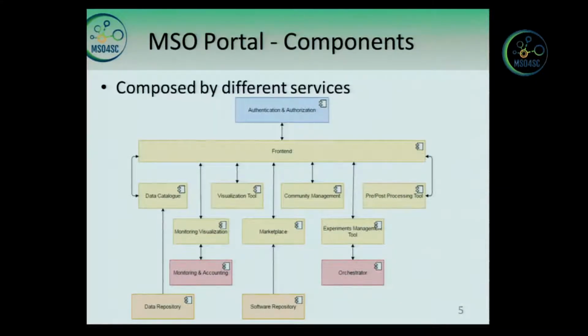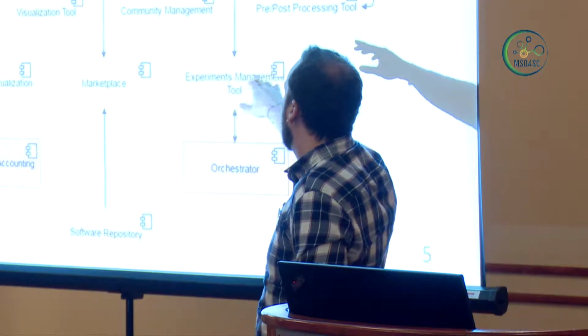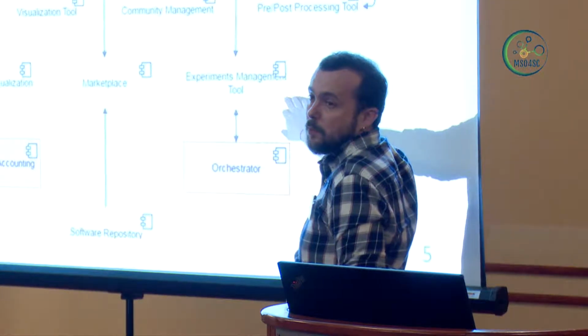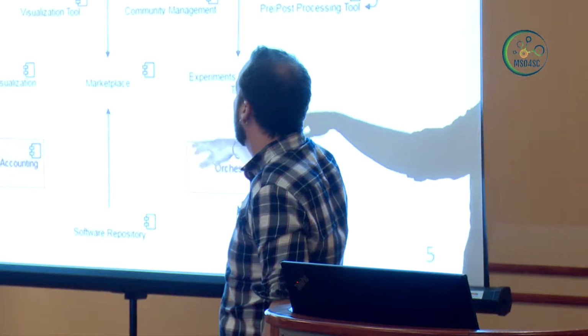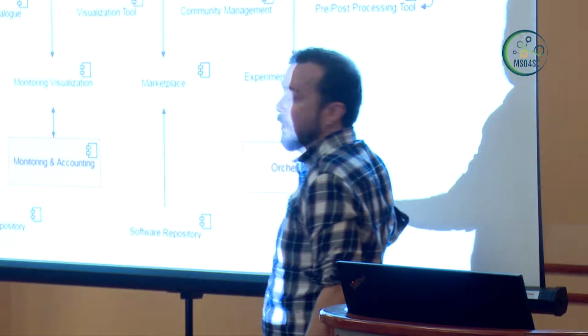We'll have the front end, which is going to be the main landing page of every user. And as I said, it's going to be connected with different components: the data catalog, a visualization tool to visualize the data, also pre-post processing tools, the marketplace, the monitoring, and the experiments management tool. As you can see, the portal is going to be connected with the monitoring and the orchestrator.